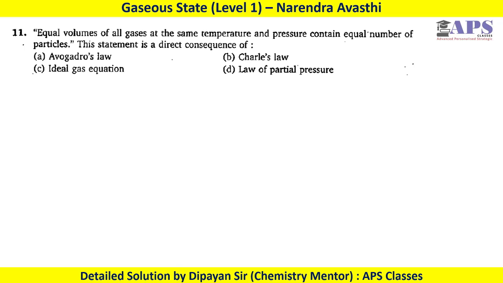In question number 11, equal volumes of all gases at the same temperature and pressure contain an equal number of particles. So in this case, volume is directly proportional to moles when temperature and pressure are constant. This is known as Avogadro's law. So directly it is option A which is correct.